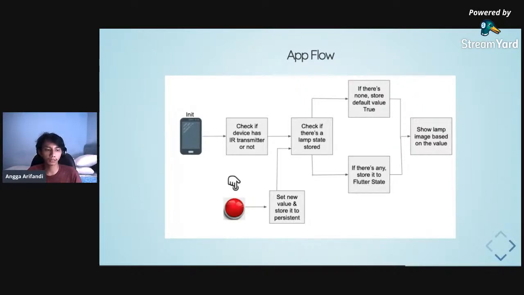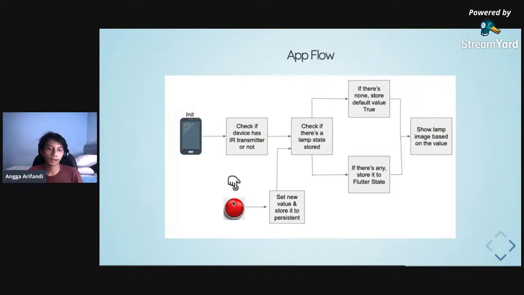And then if there's no data inside the persistent data, that means the app is being opened for the first time. It hasn't been opened before, and then it will use the default value of true, because once I connect the Arduino to electricity, it will turn on the lamp. So the default value will be true. And last, we will show the lamp image. I have two lamp images on the application, we'll see them later as well, based on the value. If it's true, it will show the image of a lamp that is lit, and if it's not, it will do the opposite.